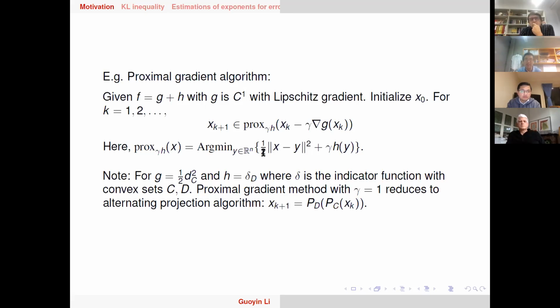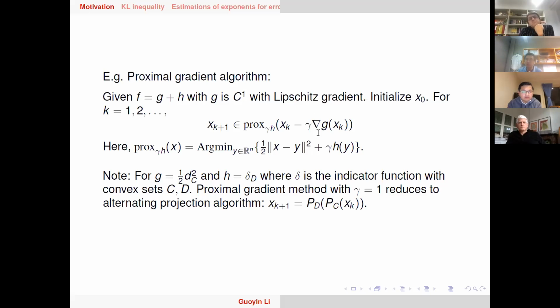If that's the case, the proximal gradient method just looks like this: you initialize at an arbitrary point x0, and you choose the gamma. Usually it's related to the reciprocal of the modulus of the Lipschitz gradient. Then you start with the current iterate and follow the negative gradient of g, which is the forward direction. And then you compute the proximal operator of h, which is the backward operation. That's why the proximal gradient method is sometimes also called the forward-backward splitting algorithm.